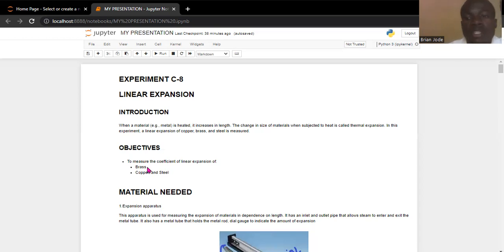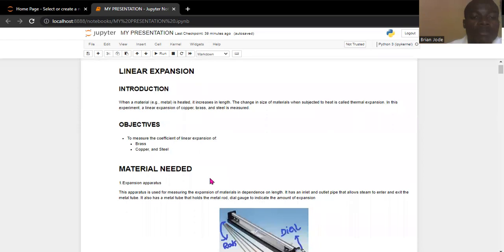Brass, we know, is an alloy of copper and zinc, and copper is known to be a good conductor of heat. And of course, steel is the material that is most preferably used in buildings and also in engineering works. So some of the materials that are needed for this study are as follows.